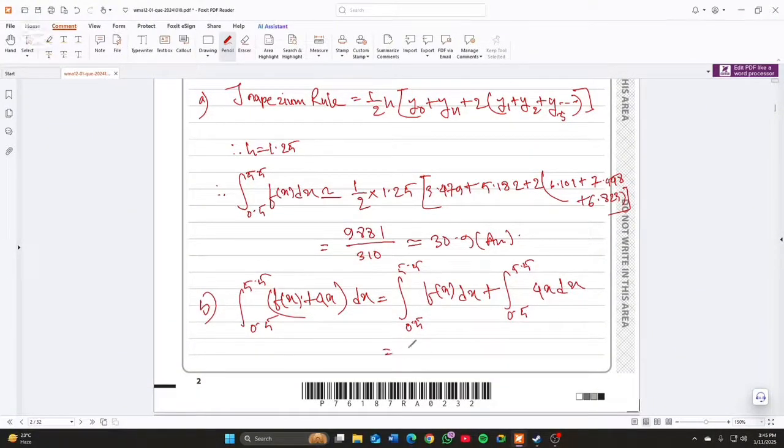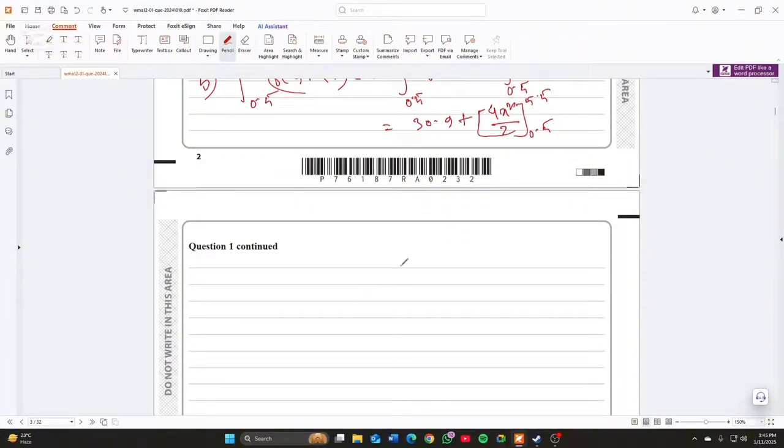Now we already know the value of the first one, which is 30.9, plus, now the integration of 4x would be 4x squared divided by 2, where the upper limit is 5.5 and the lower limit is 0.5. If we calculate this, 30.9 plus 2x squared between 5.5 and 0.5, this gives us a value of 90.9, and that is our answer.